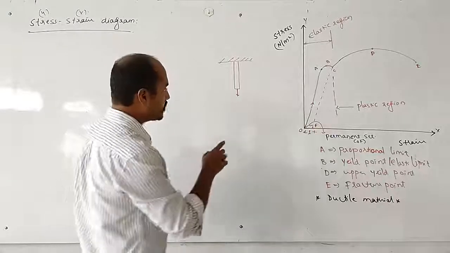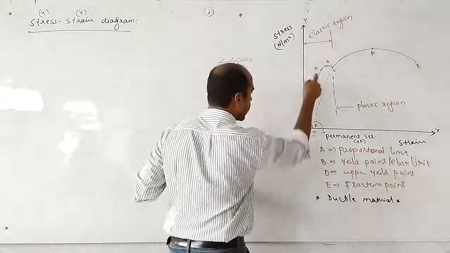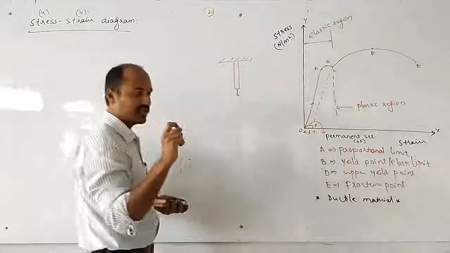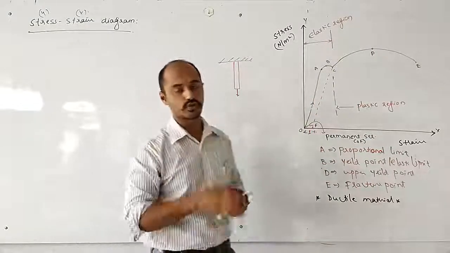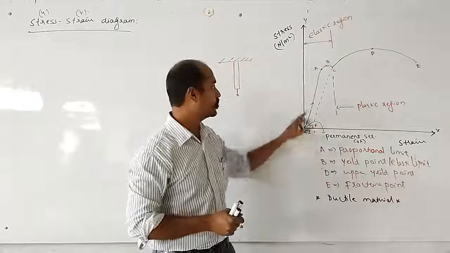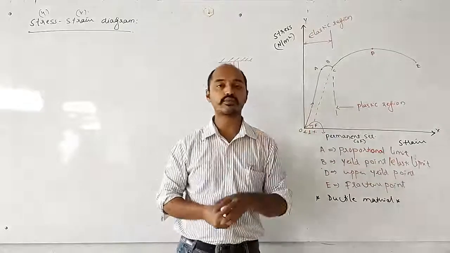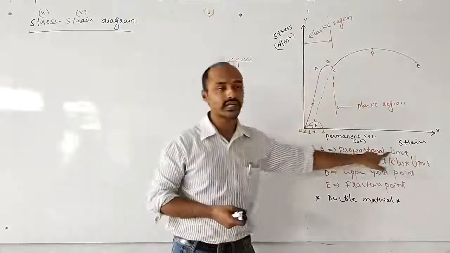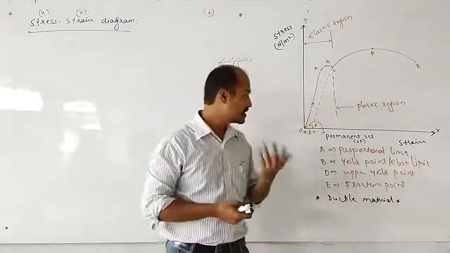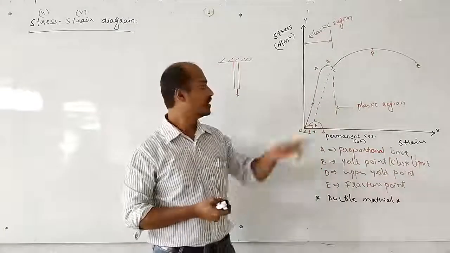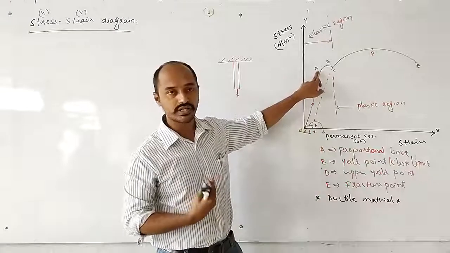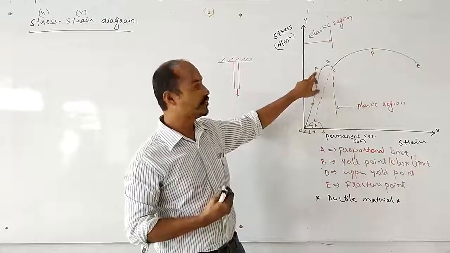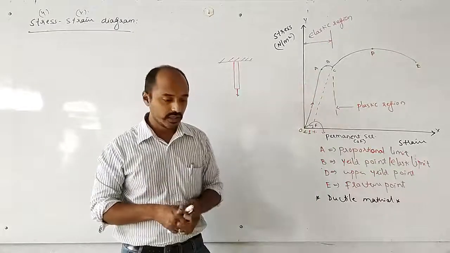So under this limit, under this OA, I can say that stress is directly proportional to strain. Up to where? From O to A, stress is directly proportional to strain. So I can say this point A is the proportionality limit, or I can say that it is the elastic limit. So the elastic limit is the proportionality limit.